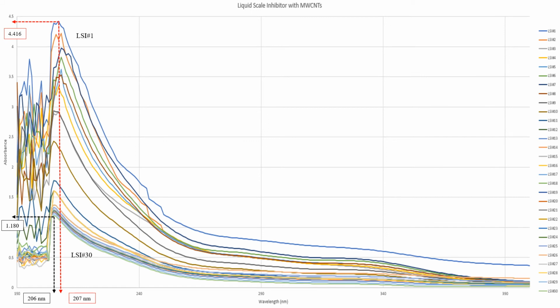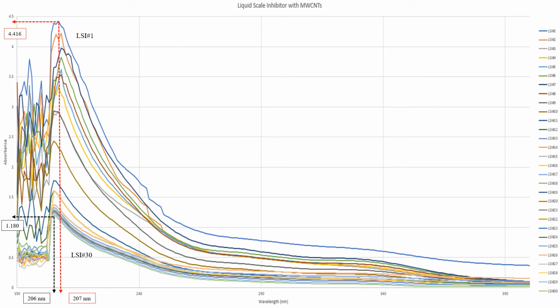And this graph is showing the liquid scale inhibitor with nano additive. As we can see here, the distribution of the pattern is more stable compared to the liquid scale inhibitor without the nano additive, where we can achieve the peak of the absorbent at the first vial, and the last vial showing the lowest peak of the absorbent.